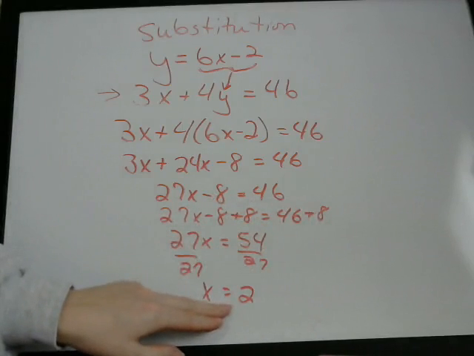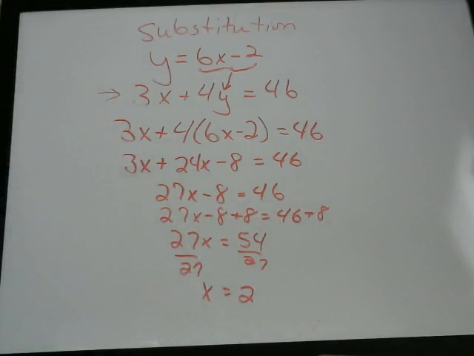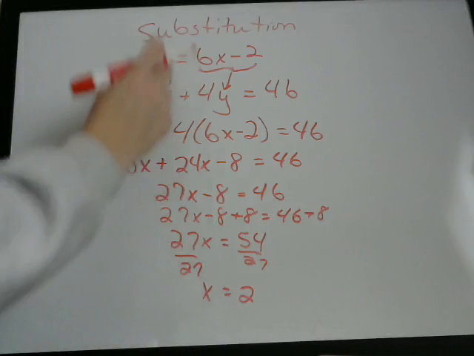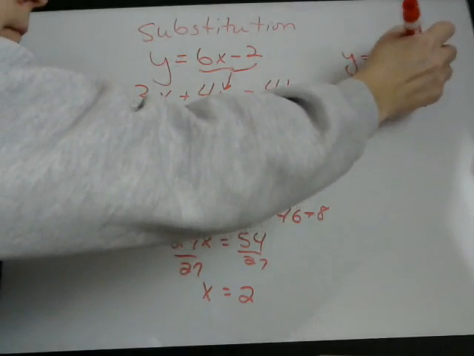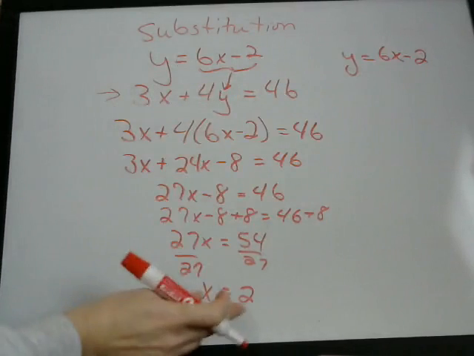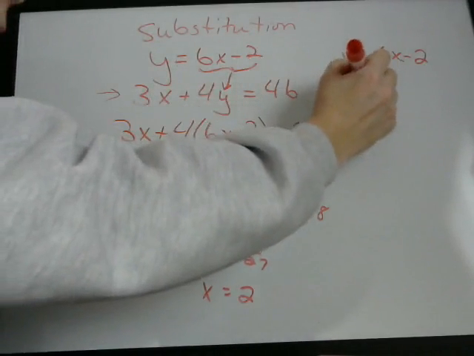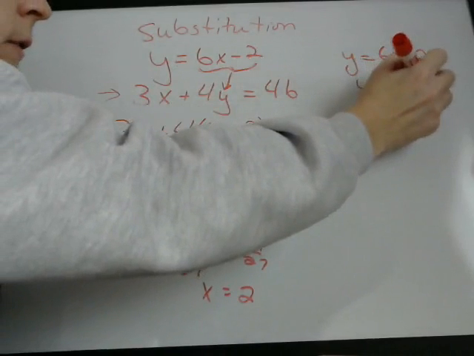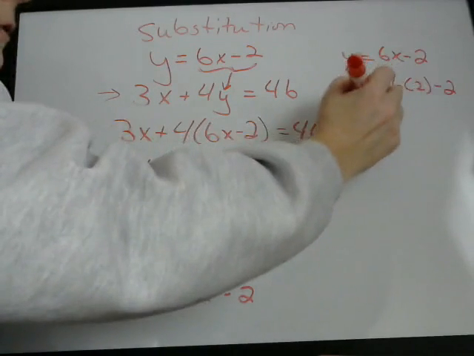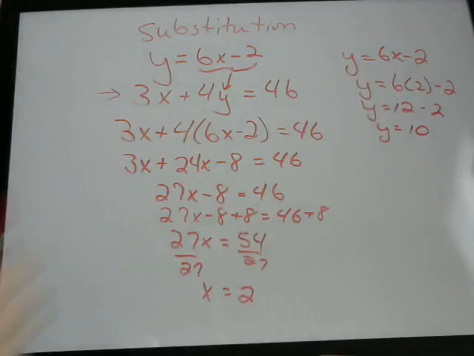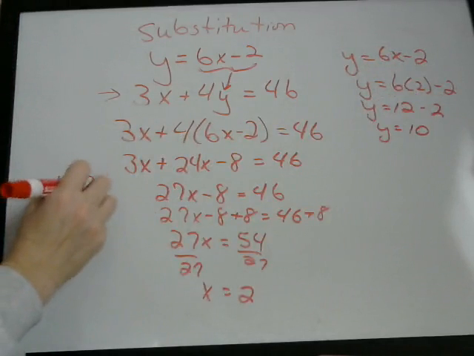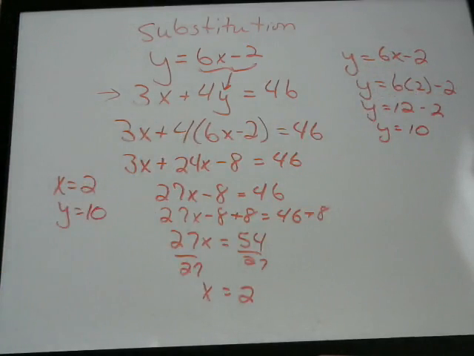So now we know what x equals, but we still have to figure out what y equals. Well, we know y equals 6x minus 2. So I'm going to come up here. y equals 6x minus 2. We know x equals 2, so we're just going to plug that in for x. y equals 6 times 2 minus 2. y equals 12 minus 2. y equals 10. So our answer will be x equals 2, y equals 10. That's the answer that you need to look for in the multiple choice answers.